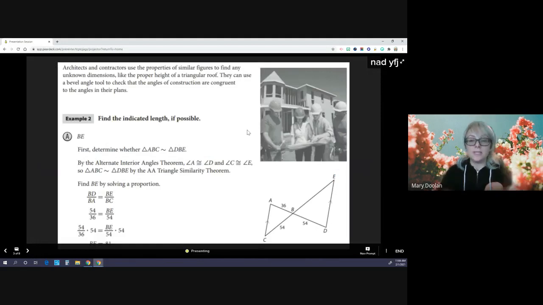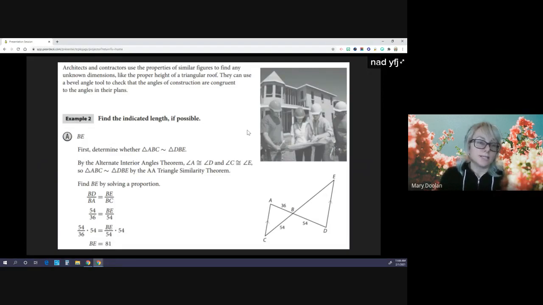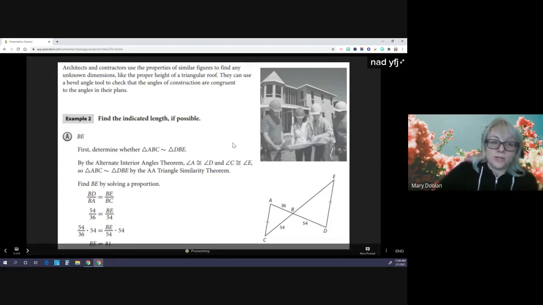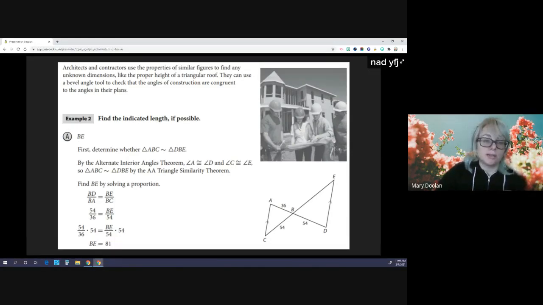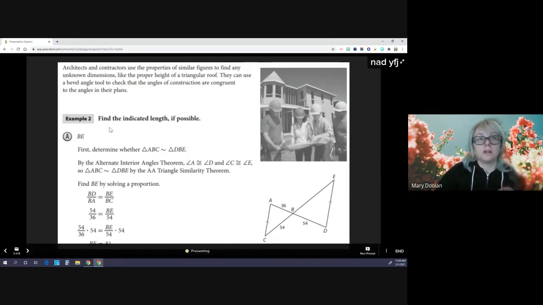Okay, so the reason this is useful is that architects and contractors use properties of similar figures to find any unknown dimensions, like the proper height of a triangular roof. They can use the bevel angle tool to check that the angles of construction are congruent to the angles in their plans.